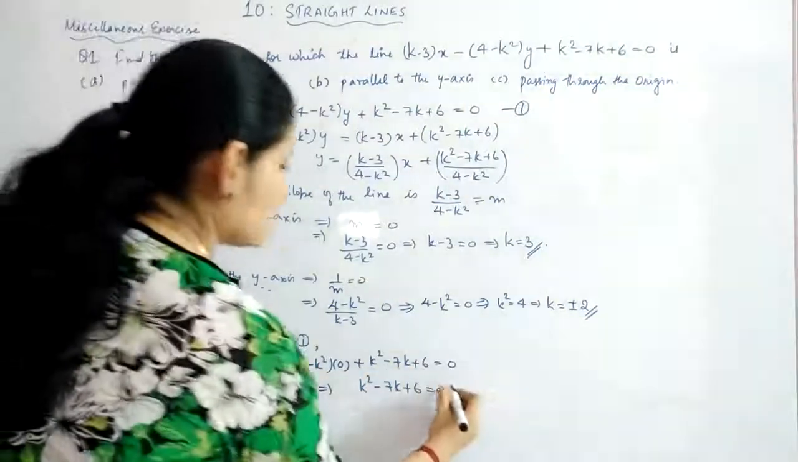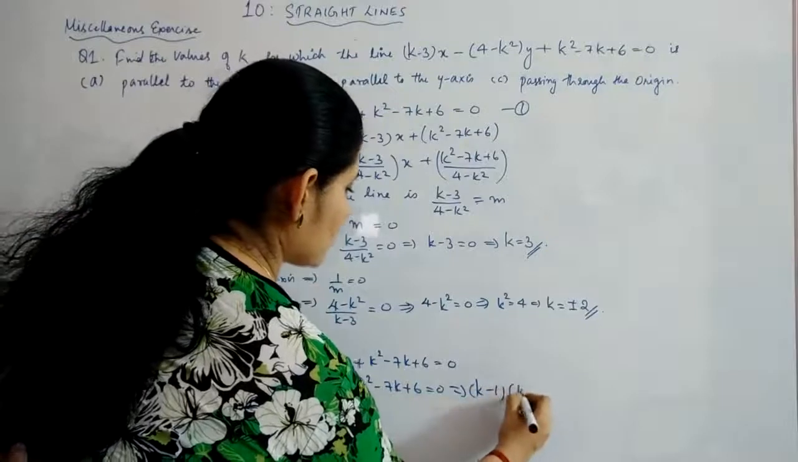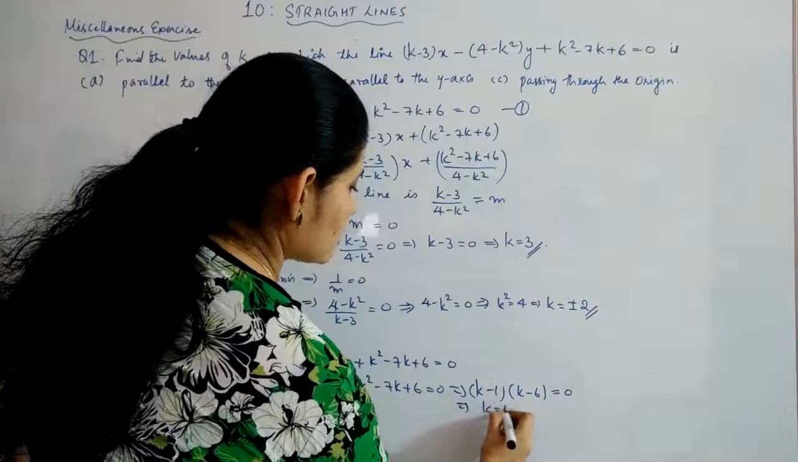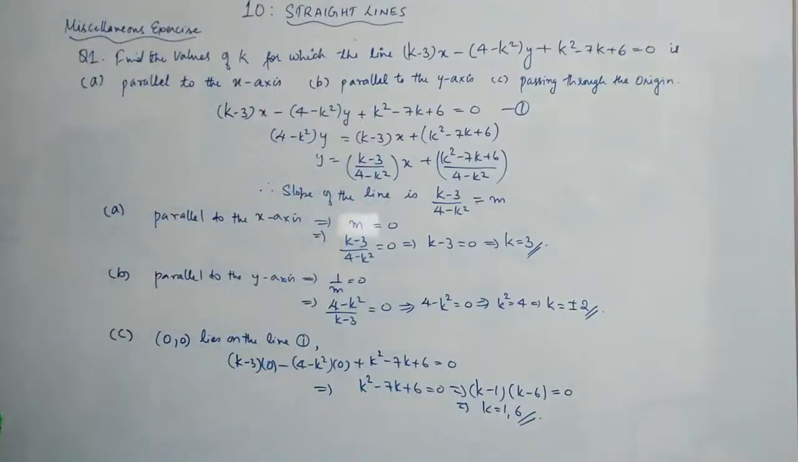Now you can write it as (k minus 1) into (k minus 6) equal to 0. That is k is equal to either 1 or 6. So the value of k is either 1 or 6 when it passes through the origin.